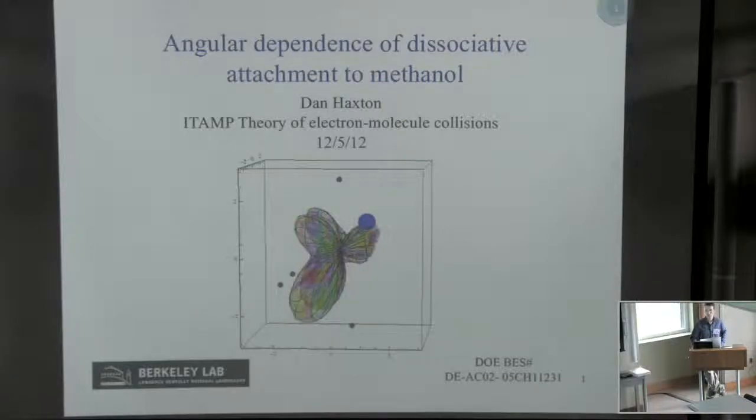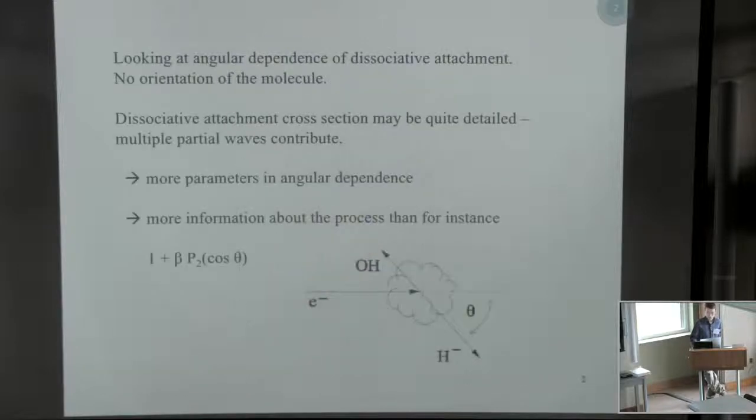Okay. So I will be talking about angular dependencies associated with electron attachment. I'll be talking mostly about theory, but I will also show lots of old results and some new results on that. So we're talking about an experiment in which there's no orientation of the molecule, so we just have the one scattering data.